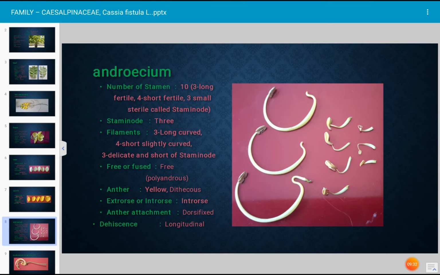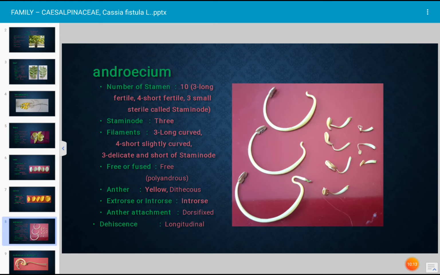This is the androecium, the male part of the flower, and here a total of 10 stamens are shown in the photograph. Here three stamens are very long, with curved filaments, and these are fertile stamens. There are four short stamens, which are also fertile. And another three, total number of stamens 10. Three long stamens, four short stamens, both are fertile.